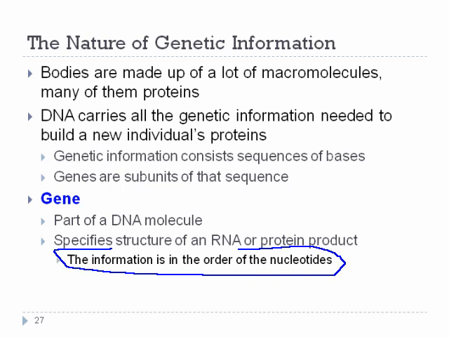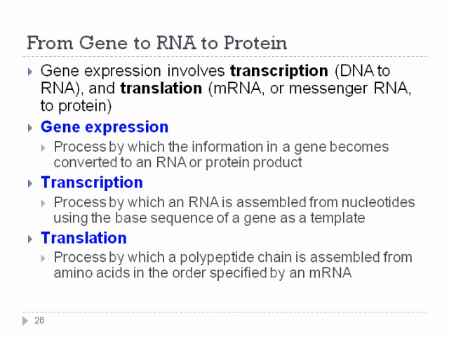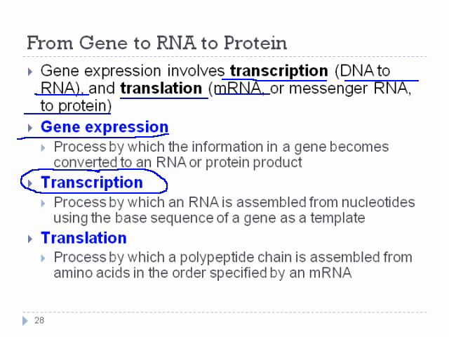So this sentence, the information is in the order of the nucleotides. The order of the nucleotides determines which amino acid gets added to the polypeptide to form that protein. The 2 steps are transcription, DNA to RNA, and translation, RNA to protein. And so when we do these steps, we get gene expression. We take the DNA and make it into an RNA, that's transcription. And then we take the RNA and make a protein, and that's translation.